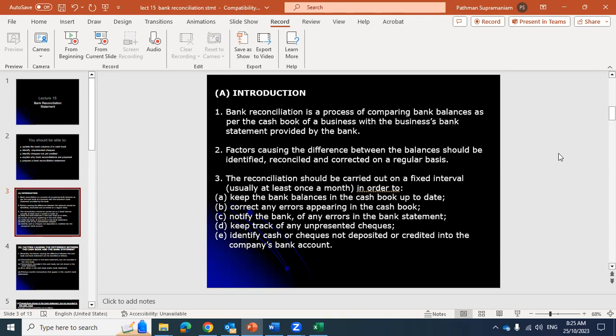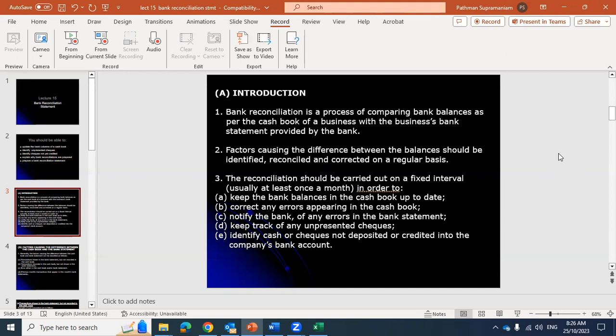Normally this reconciliation should be carried out regularly. Usually it happens at the end of the month. We do not do it every day because it's very time consuming. So normally what businesses do is carry out this reconciliation periodically at the end of every month, just to keep track of what the figures are.